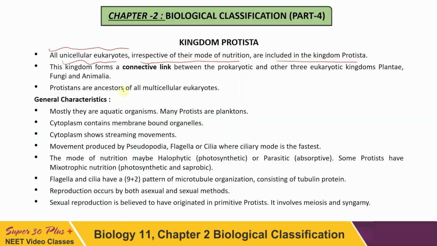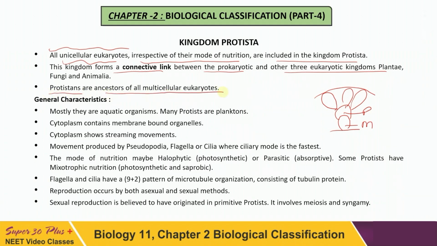Kingdom Protista, as you had discussed earlier also, is a connecting link between the prokaryotes and the other three eukaryotic kingdoms. If this is Monera here, then this is Protista, and these are the three multicellular kingdoms. This one is Monera, this one is Protista. This is a link between unicellular prokaryotes and multicellular eukaryotic kingdoms, because from Protista, all these three kingdoms have evolved. Therefore Protistans are ancestors of all multicellular eukaryotes. Now some of the general characters, because for the first time this eukaryotic cell has been formed. You know the meaning of eukaryotes, a well-defined nucleus is there. All cytoplasmic organelles like mitochondria, endoplasmic reticulum and 80S ribosomes are present here.